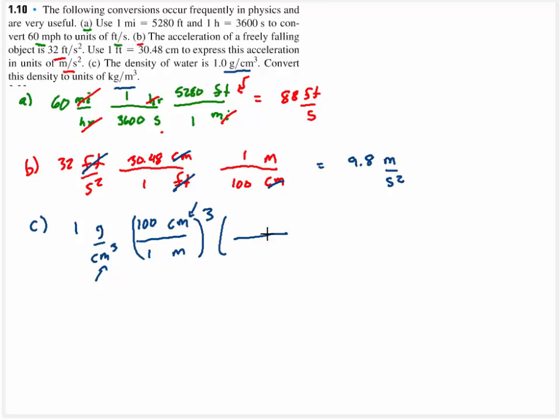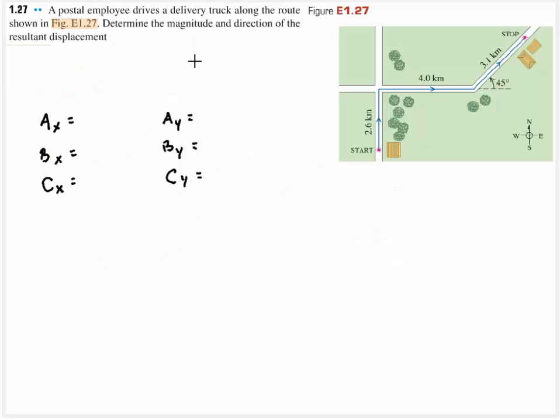Now we want to get rid of grams and convert that to kilograms, so we want to get rid of grams, put kilograms right up on top. We know 1 kilogram is 1,000 grams. Go ahead and explicitly cancel our units out. Centimeters cubed, grams, and what we're left with is meters cubed down on the bottom here, kilograms on top. So that's going to be 10 to the third kilograms per cubic meter.